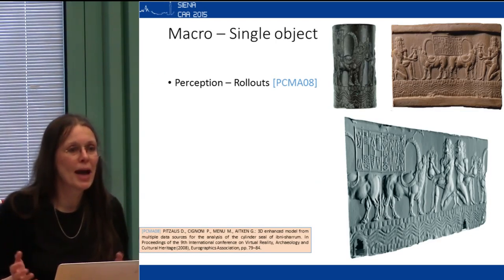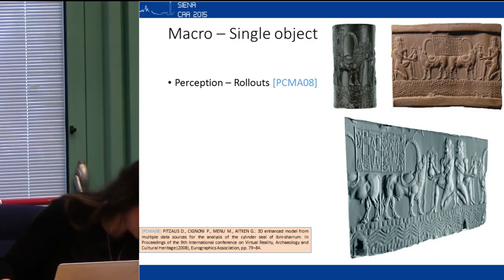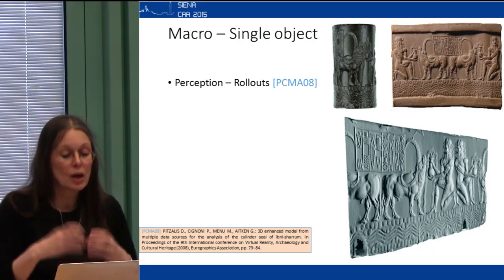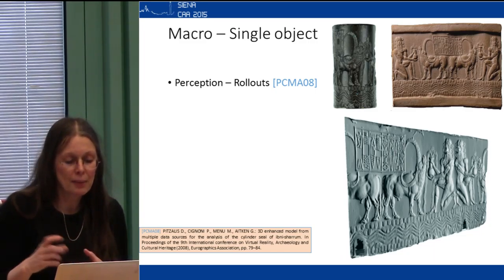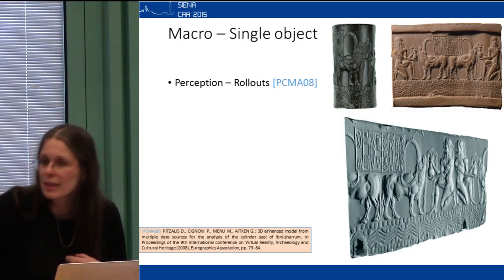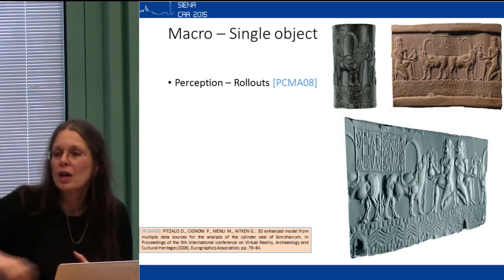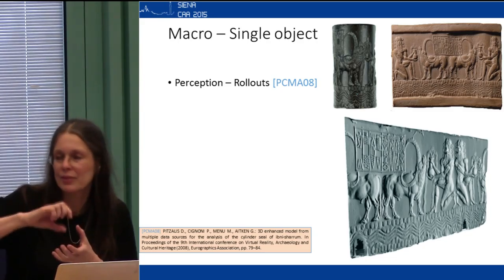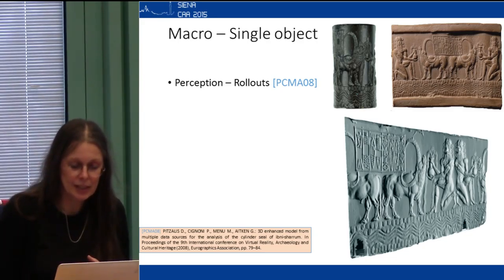So moving to the macro, working on the object scale. One thing for using the whole object, and perhaps a classic problem, is you have a seal that you need to roll into a medium to see the picture. Doing that digitally, you can see the whole picture without having to use the seal physically.